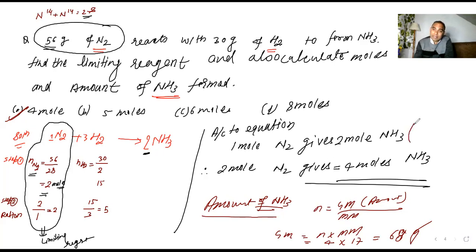See, this is according to the equation. The first comparison is according to the equation, because product always forms in terms of the equation only. And this is according to the given reactant, according to the limiting reagent. Getting my point? So the second comparison is what? Limiting reagent: how many are there? 2 mole. So 1 mole according to the equation gives 2 mole, so 2 mole gives 4 mole. Simple.